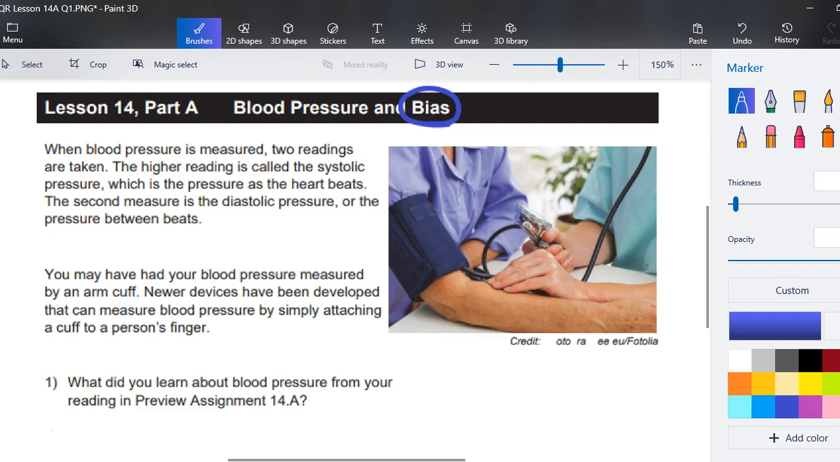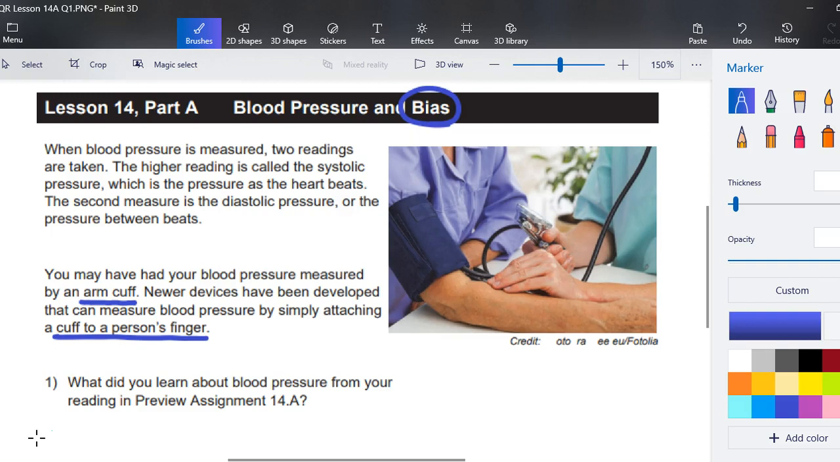The higher reading is called the systolic pressure, which is the pressure as the heart beats. The second measure is the diastolic pressure, or the pressure between beats. You may have had your blood pressure measured by an arm cuff. Newer devices have been developed that can measure blood pressure by simply attaching a cuff to a person's finger.